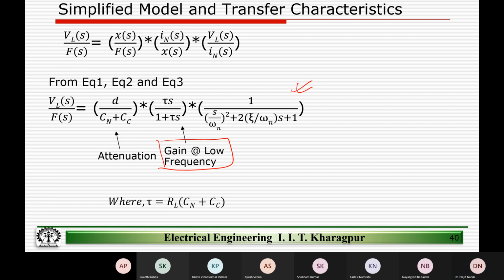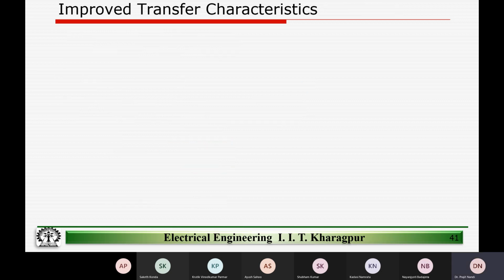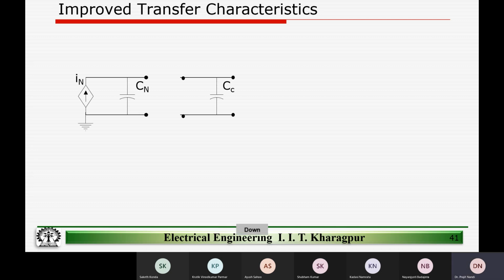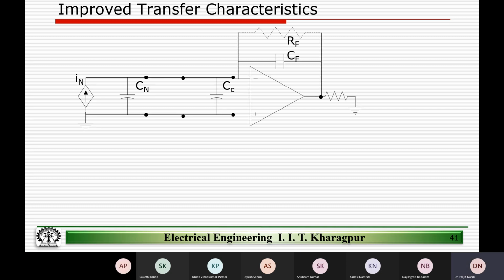Okay. So now that we have the problem, let's try to solve it. Let's try to come up with a better measurement setup. So again, we have the same crystal, piezoelectric crystal, and we have the wire. And now we have an amplifier. And let's see how the amplifier helps.